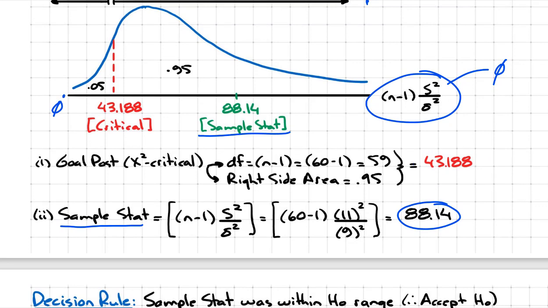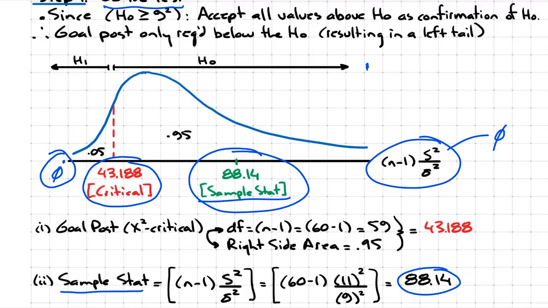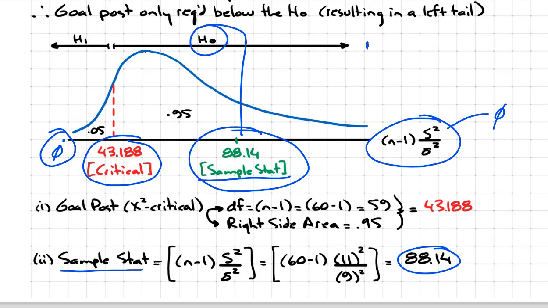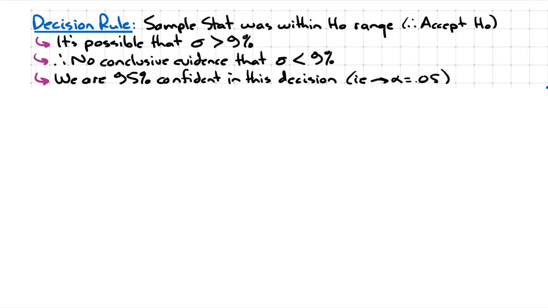So let's go and position this 88.14. If this point here is 0 and the goalpost is 43.188, therefore the 88 must fall somewhere in there, i.e. it's going to be on the right side of the goalpost. And then when you look up, you say, oh, that is null territory. So what's the decision rule? Here we go. The sample stat was within null range, so therefore you accept the null. In other words, it's possible that the standard deviation is greater than 9.